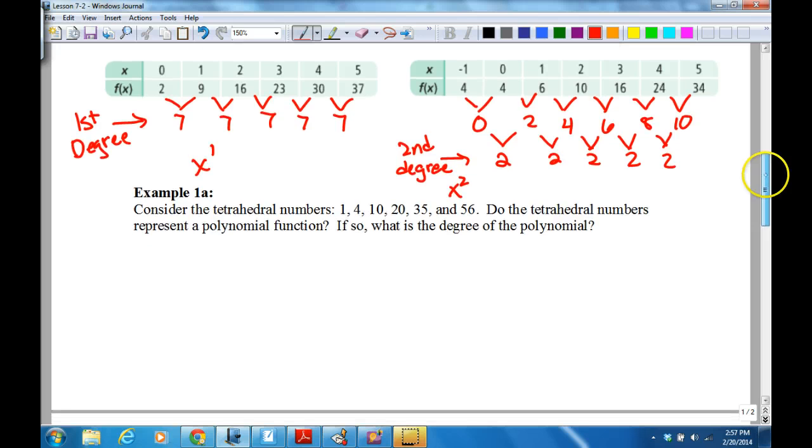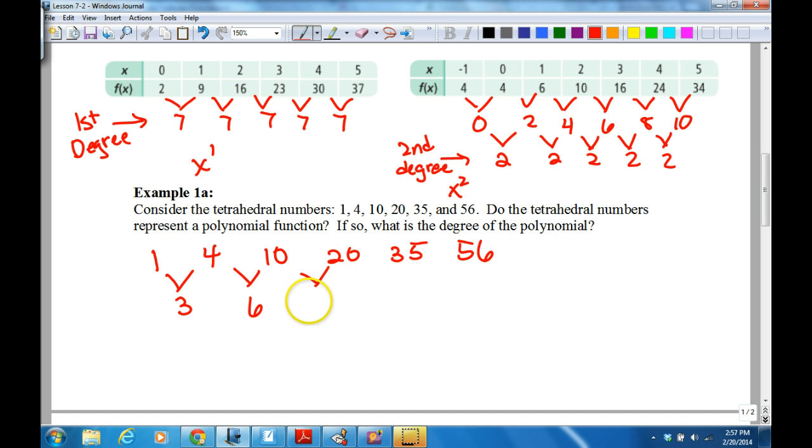Let's look at example 1a. It says, consider the tetrahedral numbers 1, 4, 10, 20, 35, and 56. So what you're going to do is you're going to write them out. And it says what degree of polynomial this could be. So what do I need to do? Find the differences. So this is going to be 3, 6, 10, 15, 21. Okay, and then we do it again.